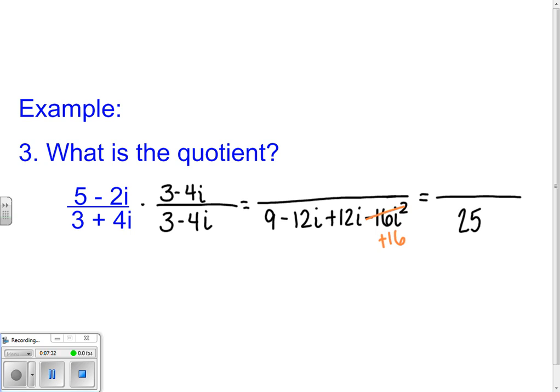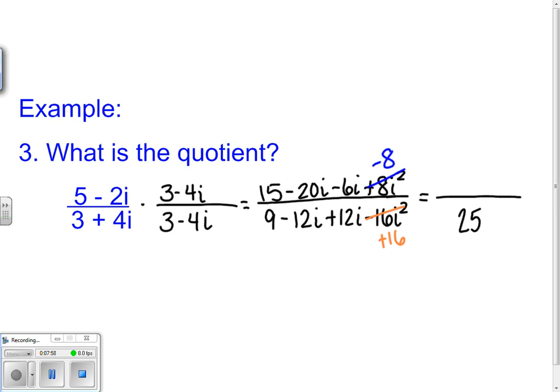-12i plus 12i goes away. Cancels. All right, FOILing the top. 5 times 3 is 15. 5 times -4i is -20i. -2i times 3 is a -6i. And -2i times -4i is a positive 8i squared, which I'll fix as a -8.